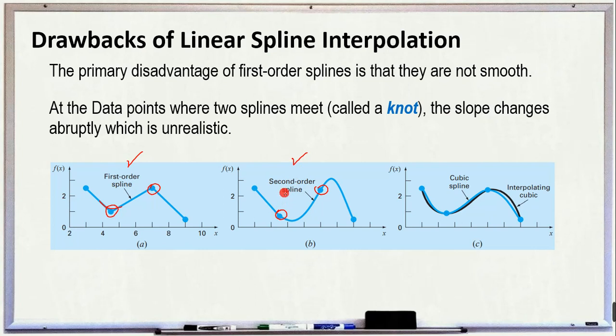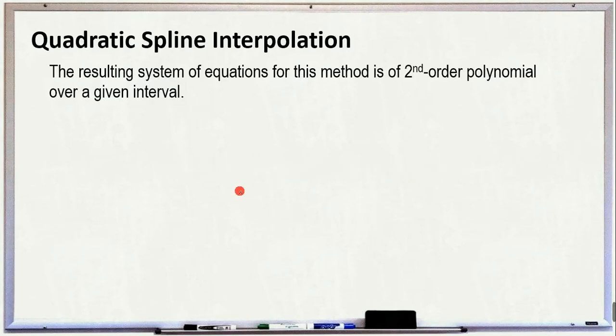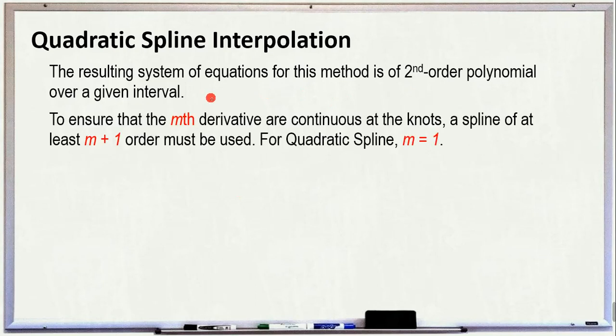So this is our second order spline, also known as the quadratic spline. And a further improvement for our quadratic spline is our cubic spline shown right here. So we will proceed to the improved version of our linear spline, which is the quadratic spline interpolation. For quadratic spline interpolation, the resulting system of equations is a second order polynomial over a given interval.